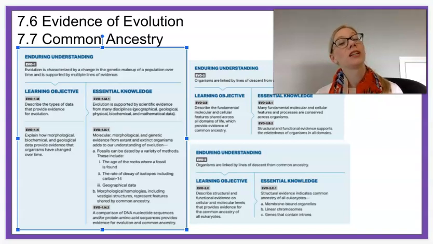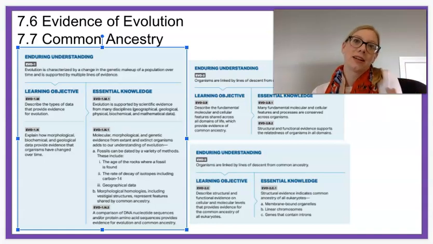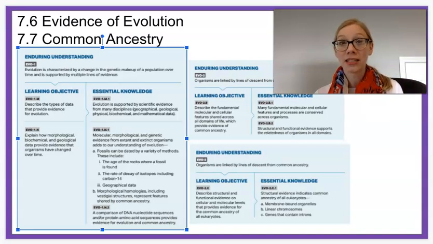This is Mrs. Bustamante, and in this video we're going to talk about 7.6, which is evidence for evolution, and 7.7, which is common ancestry, which to me always go together. They're basically how do we relate organisms to each other and what scientific evidence do we use to come up with these relationships. So here we go.